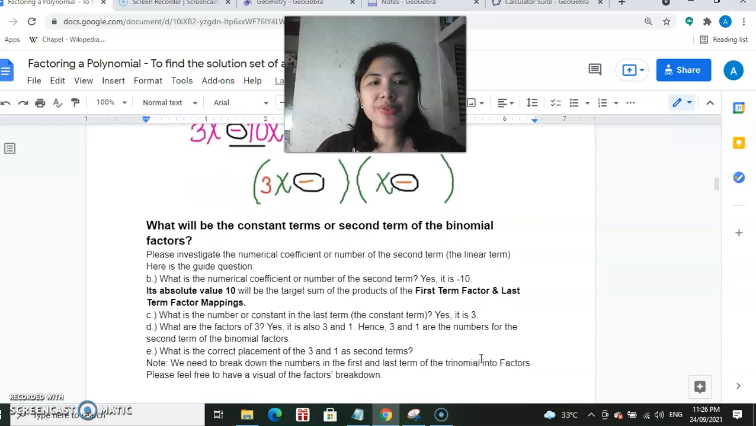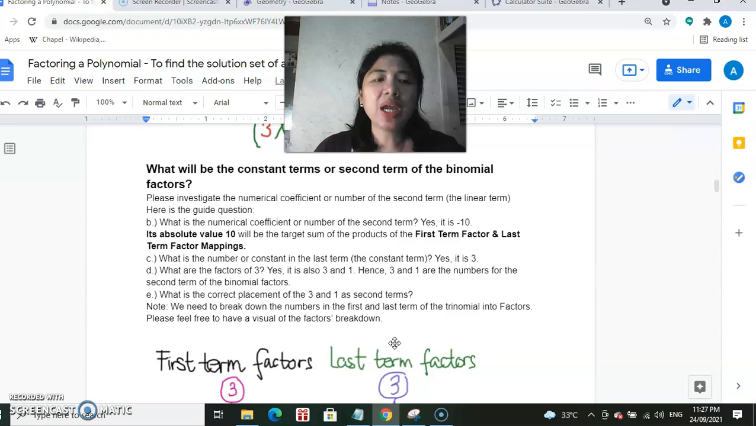And what will be the numbers? Here are our guide questions. The first one: what is the numerical coefficient, or the number, of the second term? Yes, it is negative 10, and its absolute value is 10. So our target sum for the products of the first term factors and the last term factors will be 10. Next question: what is the constant in the last term again? It's 3. So the factors of 3 are 3 and 1.